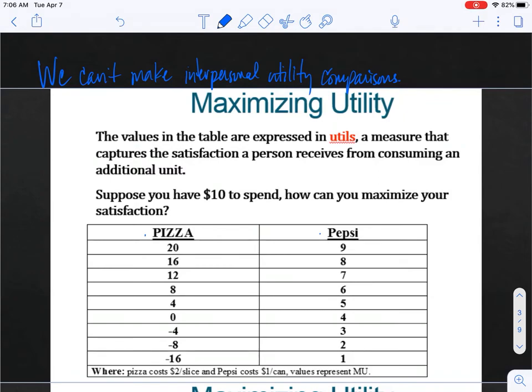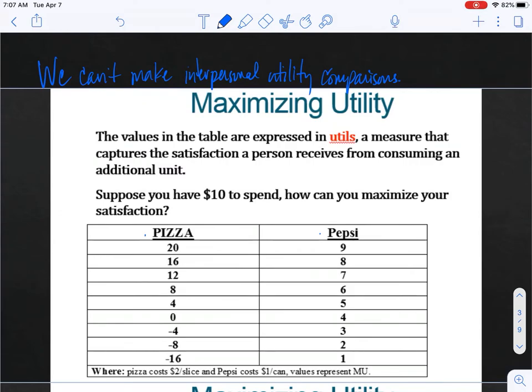So if Sue gives us her satisfaction from pizza and her satisfaction from Pepsi, we can compare them for Sue, but we can't make a meaningful comparison with the numbers that Sue gives us against the numbers that Bob or Sam or Charlie or Renee or someone else gives us.